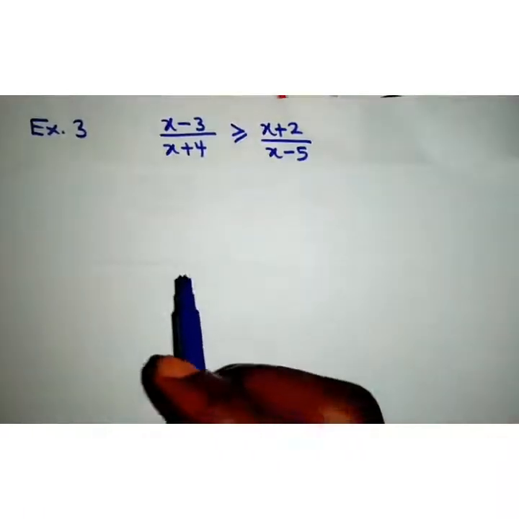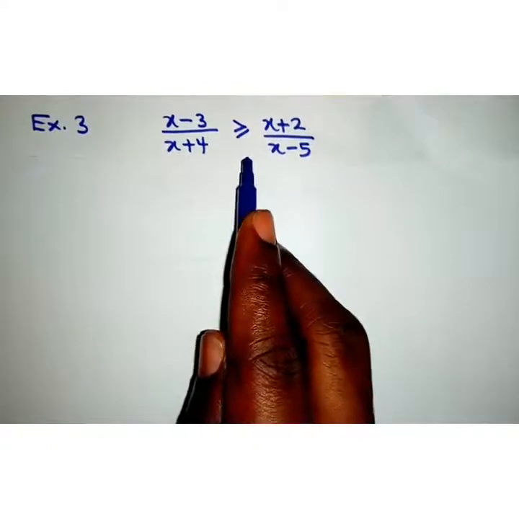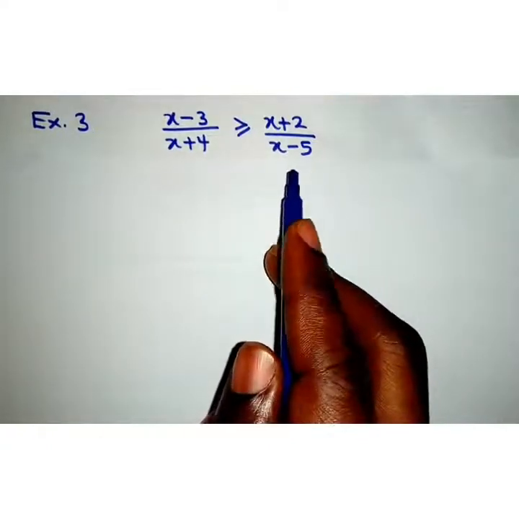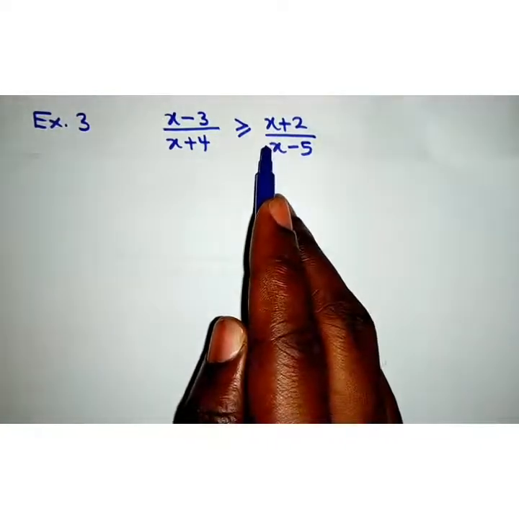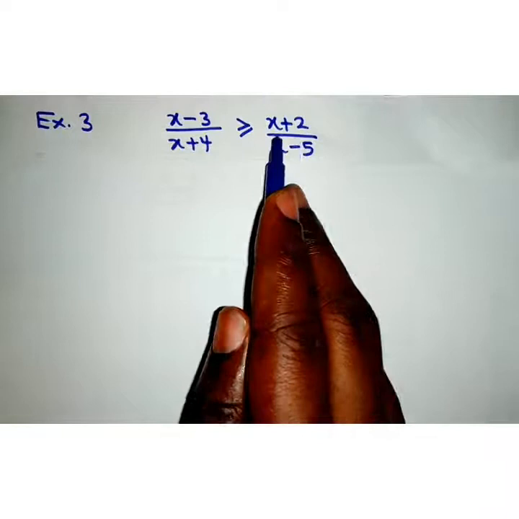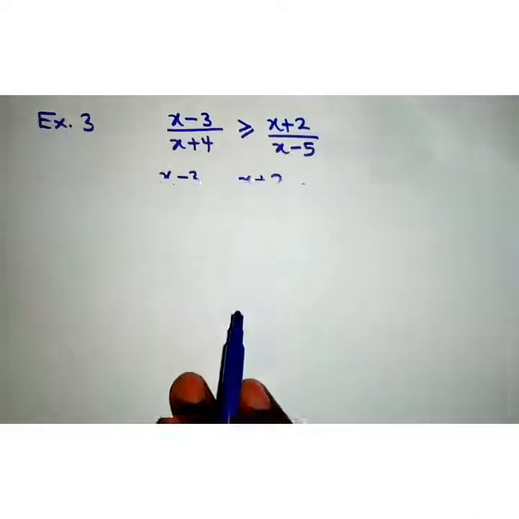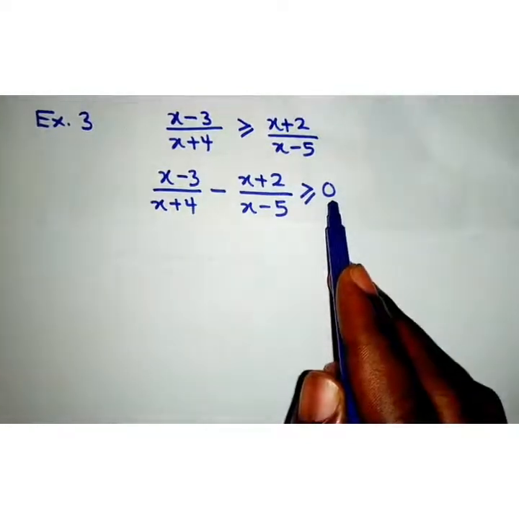Finally, let's see another example. Solve (x minus 3) over (x plus 4) is greater than or equal to (x plus 2) over (x minus 5). So we need to rearrange this so that 0 will be on the right hand side. We'll do that by subtracting this term from both sides of the inequality. And so we have this. We now have 0 on the right hand side.